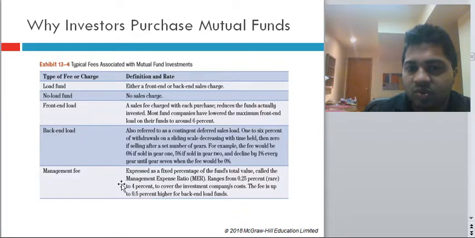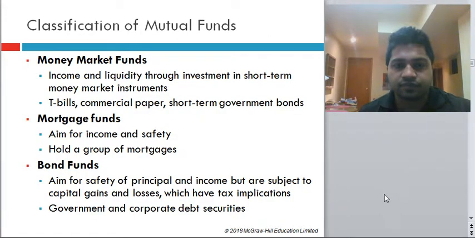Management fees are the annual fees that you pay, expressed as a fixed percentage of fund value, called the management expense ratio. It ranges from 0.25 to 4% to cover the investment company's cost. The fee is up to 0.5% higher for back end funds.